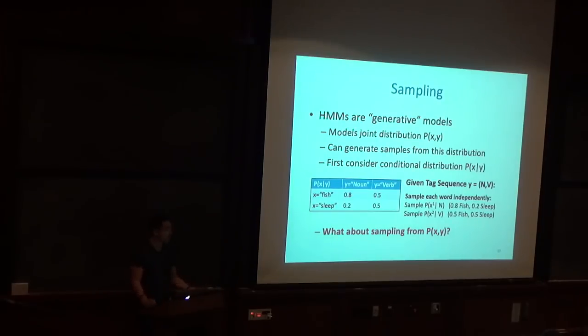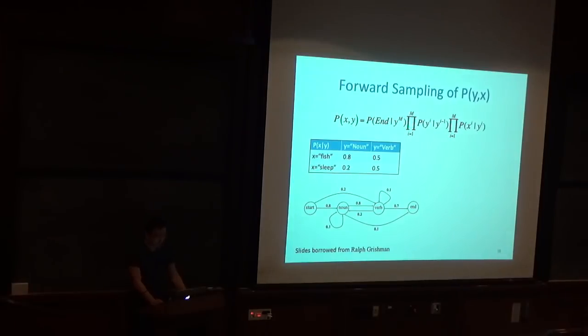This is a consequence of the hidden Markov model assumption. Okay, that's pretty simple. What about sampling over all of x and y without pre-committing to a y, without preconditioning on a y? That's typically done via forward sampling. Sometimes people express this as a probabilistic finite state machine, which is basically equivalent to sampling from this model.